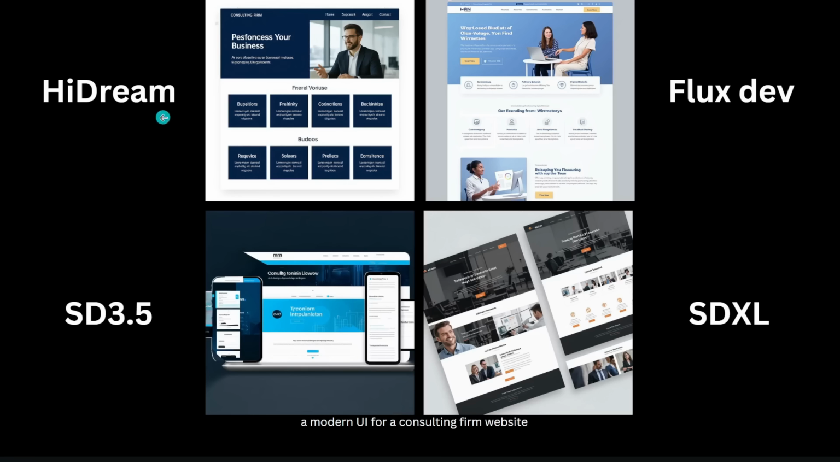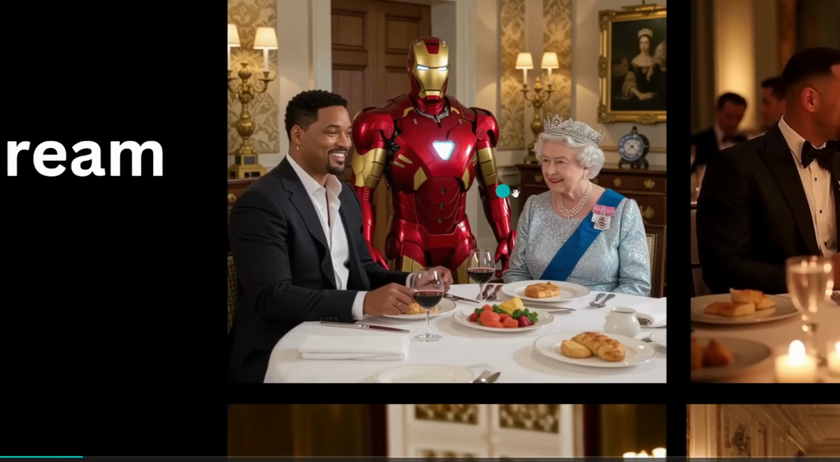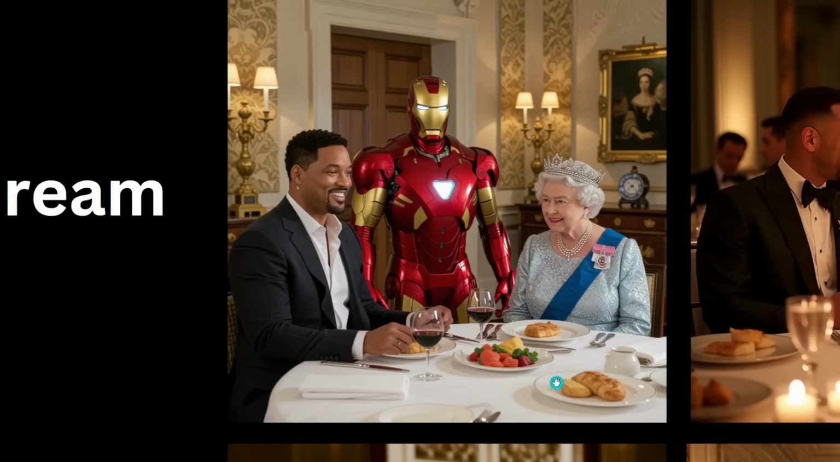I would have to go with HiDream. Let me know in the comments what you think. Alright, next I wanted to see if it can generate actual existing people. So the prompt is Will Smith, Iron Man, and Queen Elizabeth having dinner together. So here is HiDream's example. Will Smith doesn't really look like Will Smith, but Iron Man looks perfect, plus so does Queen Elizabeth. Everything looks super detailed. It's hard to find any flaws with this.